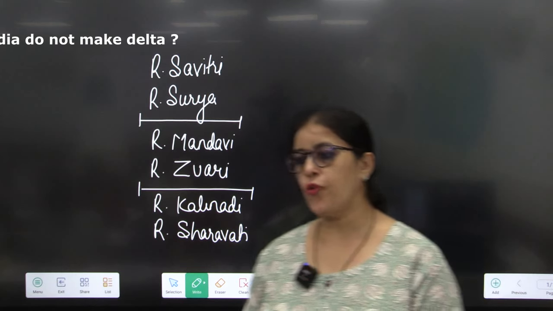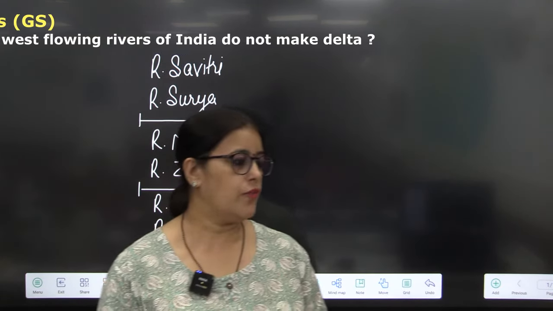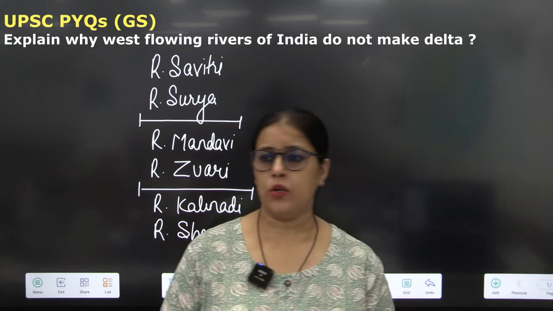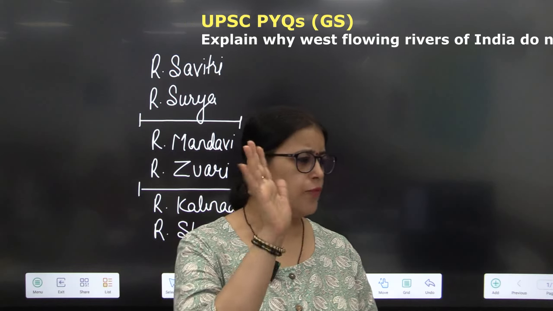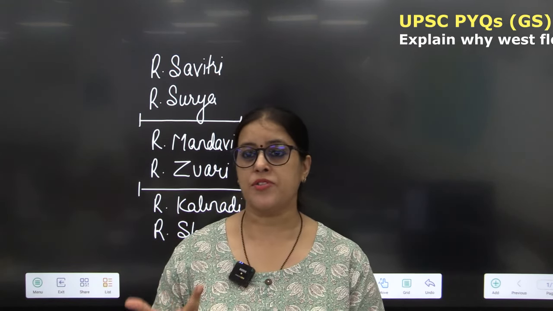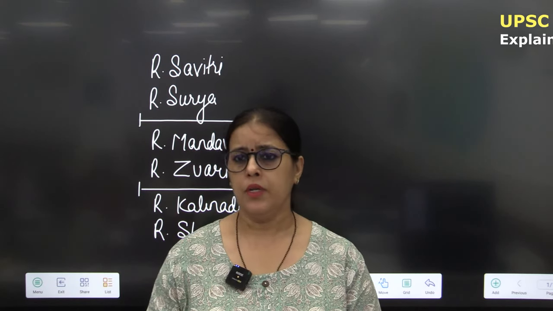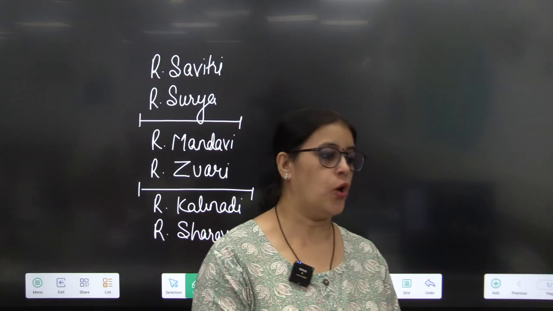Why the west flowing rivers of India don't make delta? Now I ask a conventional, average thinking student, which rivers will come to mind when answering the question: west flowing rivers? Narmada, Tapi. Why Narmada, Tapi don't form delta?